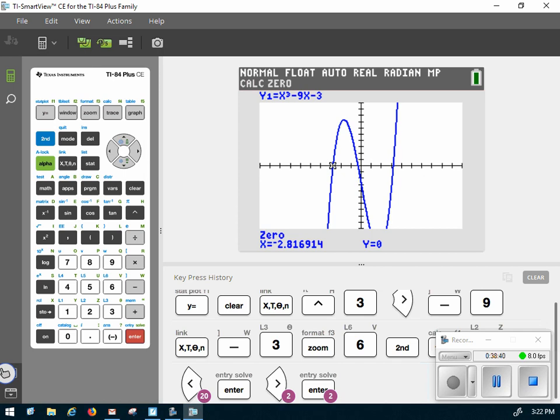Now, how do you write these? Anytime you have to round, I want you to round to 3 decimal places. So what's that one going to be? Negative 2.817. We would go through this process. We would find the other 2 zeros using the same process.